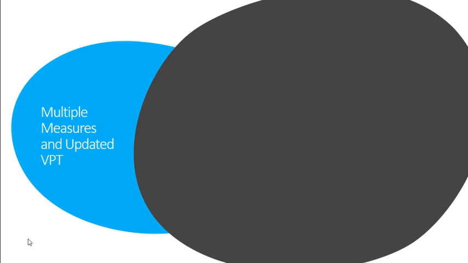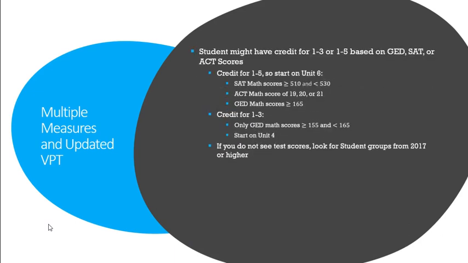Remember, we also had some major changes last semester with multiple measures and the updated VPT. Students might have credits for 1 through 3, 1 through 5, based on GED, SAT, or ACT scores. Credit for 1 through 5, so start on Unit 6, means an SAT math score greater than 510 but less than 530, an ACT math score of 19, 20, or 21, a GED math score of greater than or equal to 165. Now keep in mind this actually won't show up in the developmental history reports.